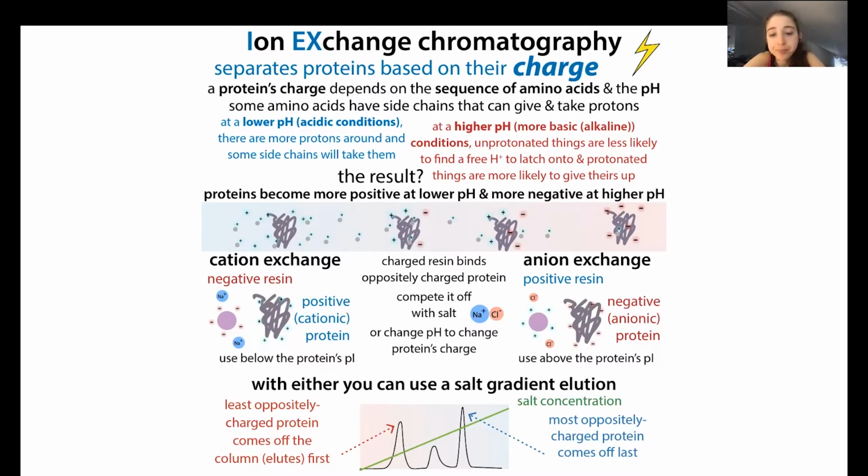But anyway, the truth is that when you're doing ion exchange chromatography, it's actually those local patches that can have a really big effect on what it'll bind.